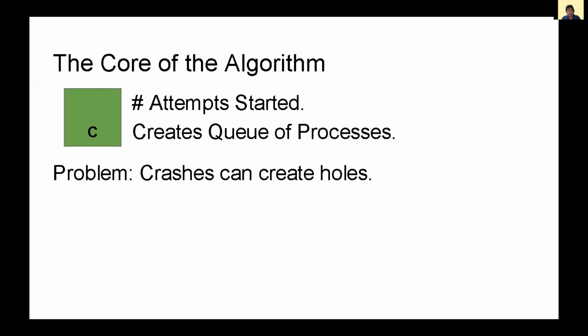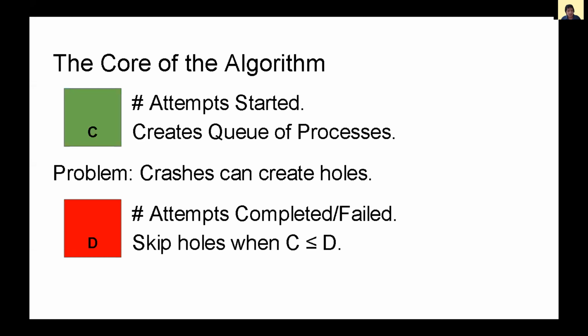However, when there are crashes, this can result in holes in the queue. So if a process comes and increments C, and then it immediately crashes without telling anybody what value it got, then nobody can ever find out who was in that position of the queue. So to get around this problem, we have another fetch and increment D. And this records the number of attempts that have either completed or failed. So whenever a process joins the queue, it would increment D. And whenever a process crashes, it would increment D when it recovers.